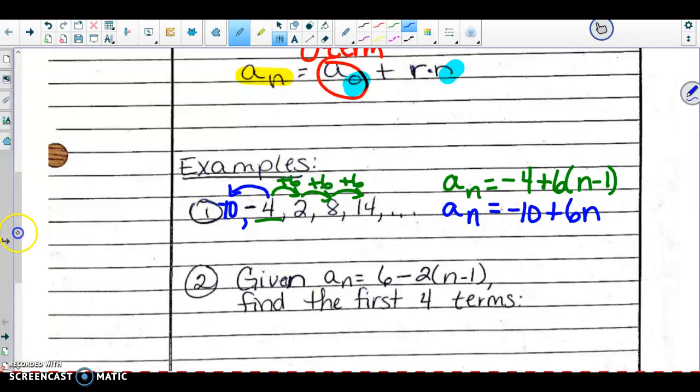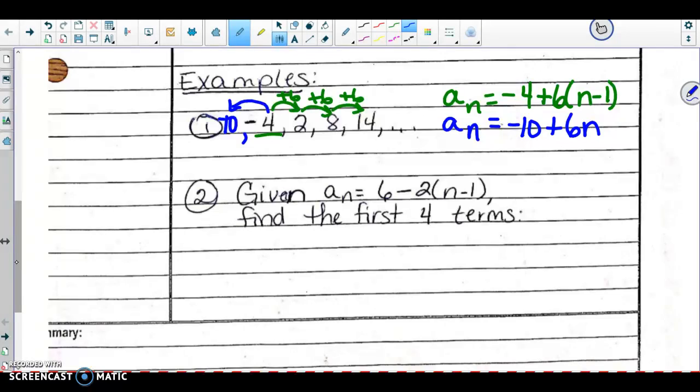So the second example, it says, given a sub n is 6 minus 2 times n minus 1, find the first 4 terms. Well, here's the thing. As soon as I see this n minus 1 right here, I know that this is my first term. And to show that, I could do the following. I could say, okay, well, n minus 1, if I'm finding a sub 1, I'm going to have 6 minus 2 times 1 minus 1. Well, 1 minus 1 is just 0, and 2 times 0 is just 0. So 6 minus 0 is going to be just 6. So again, we're back to that.